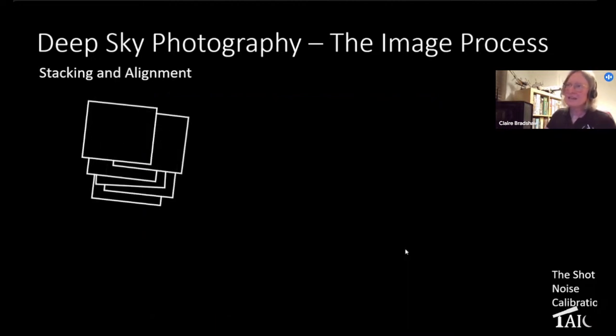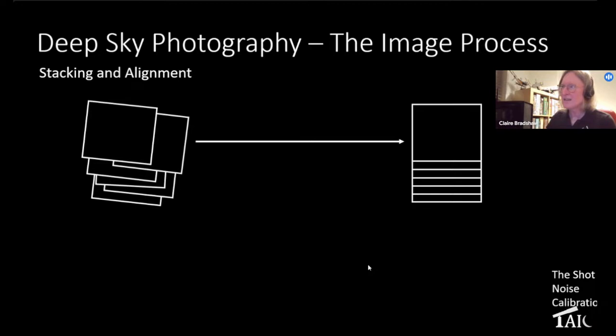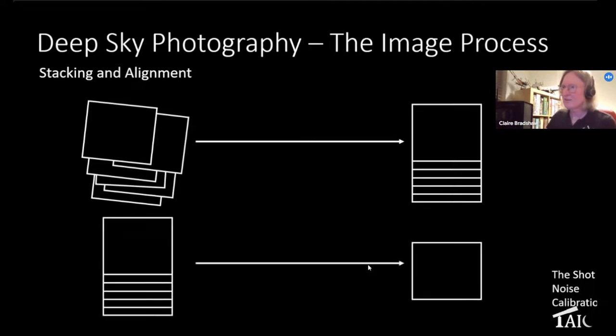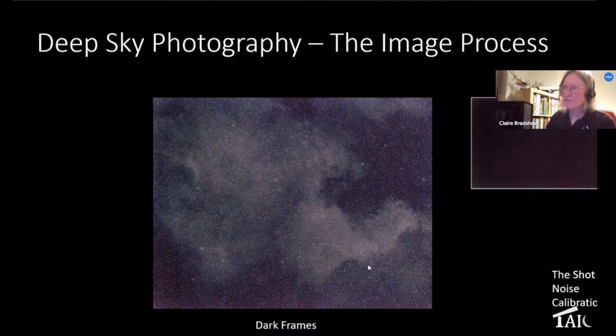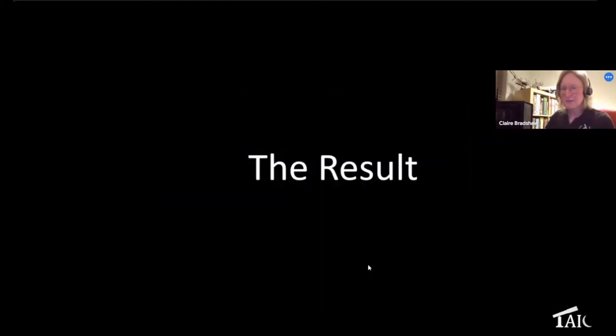So we stack and align our photographs. We feed all of the data into the alignment software, which takes all of our pictures, which are slightly off angle and slightly off kilter, and then aligns them into a single stack, and then takes that stack and compresses that into one picture. Sort of, if you like, looking at a cake from the side, and then takes all of that and puts it into one. But then we've still got all of these noisy data. So first of all, it takes the flat frames and takes that away from our data, and then the dark frames are taken away to end up with our result.